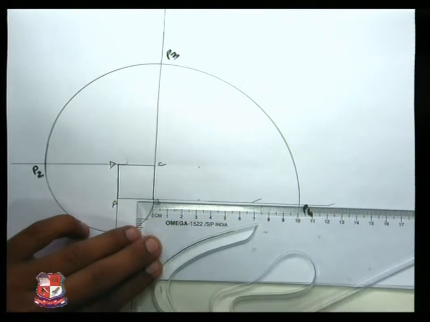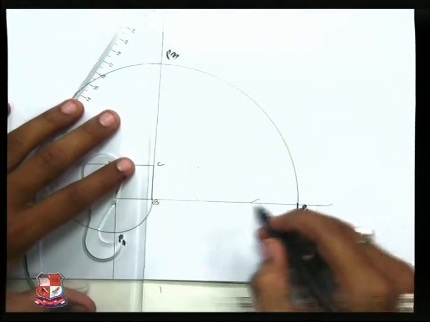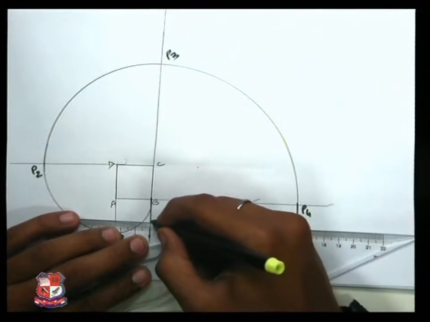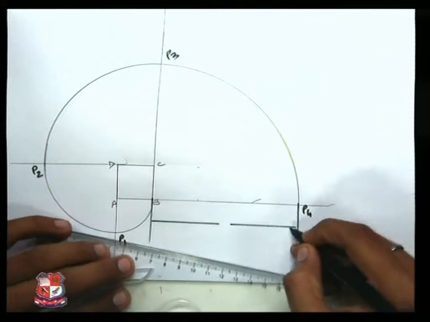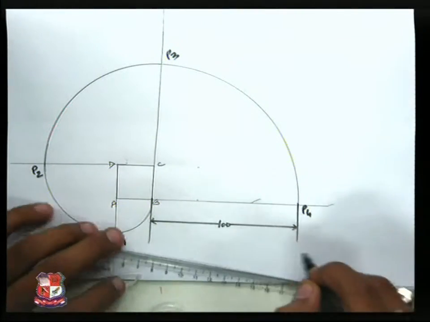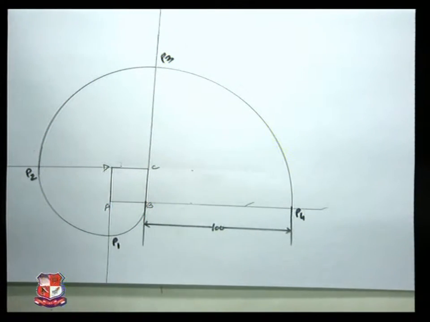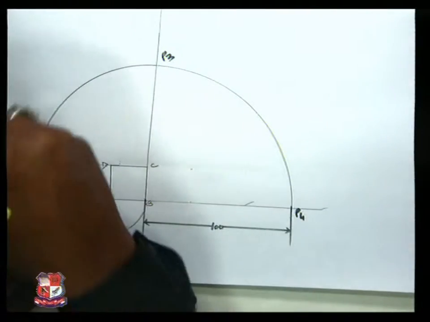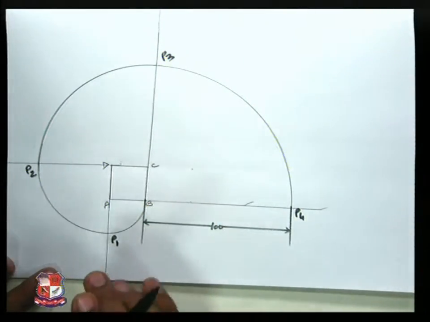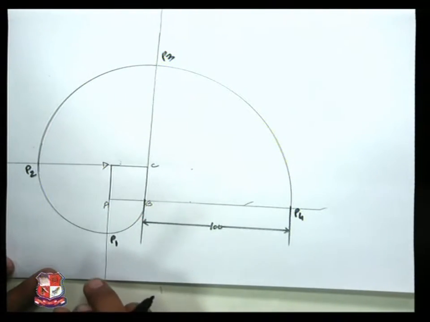25 into 4, which means that 100 mm would be the length. This BP4 would be 100 mm. So that means the square is converted into a string. This length is 100 mm. The square is unwound from the string, tracing a curve like this. Very simple yet very effective involute. This is the involute of the square.